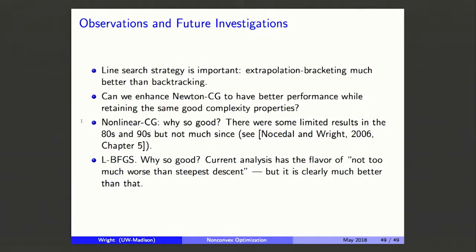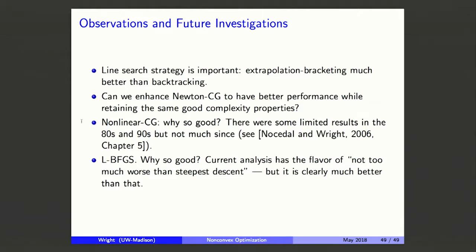So here are a few questions that deserve more investigation. One is that our proof works for backtracking. It turns out that in practice, it's much better to use some sort of extrapolation bracketing type line search to do a little bit more careful job of the line search. Can we enhance Newton CG to have better numerical performance, while keeping the same complexity properties? And then I think there are some unresolved issues surrounding the performance of nonlinear CG and LBFGS.